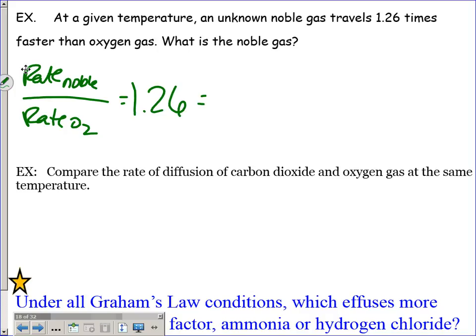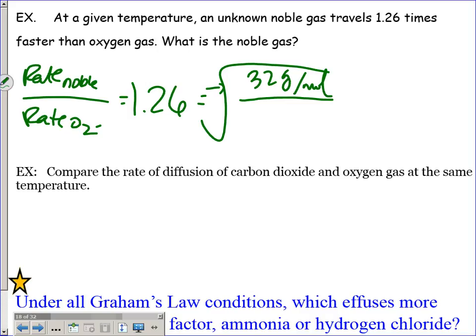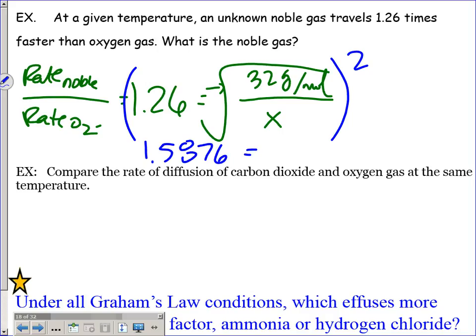But that rate is equal to the square root of their molar masses. Whose molar mass do I put on top? Oxygen, because it is an inverse relationship, right? So oxygen goes on top, that's 32 grams per mole. And the noble gas's mass goes on bottom as X. What do you do to solve? Square both of these. That's like 1.5876, something like that. And that's 32 over X. So what do you do to solve for X? X is equal to 32 divided by 1.5876.